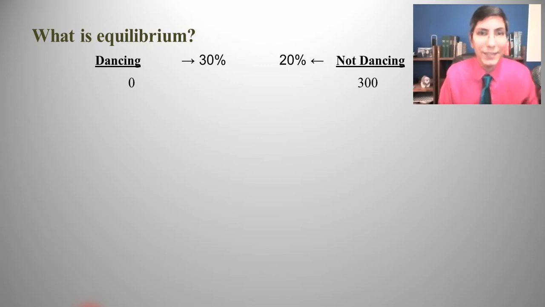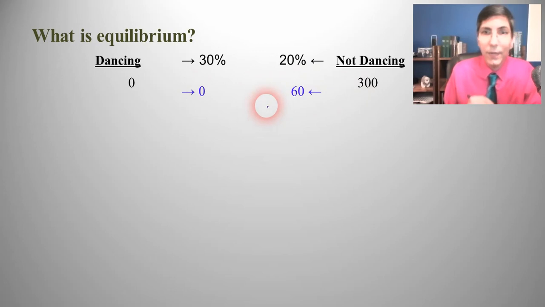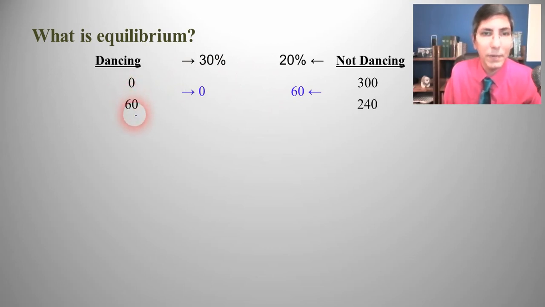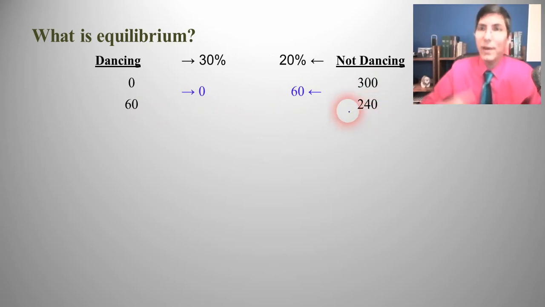Well, let's do the math and see. So for the first song here, we have 30% of 0. Well, that's 0. But 20% of 300 is 60. So that means we're going to have 0 people that will sit down and 60 people that will get up and start dancing. Now that's a net movement of 60 in the direction of the dance floor. So for this first song, we're going to have 60 people dancing, and this side will go down by 60, so that's 240 that are still sitting down. And this is going to happen after every song.